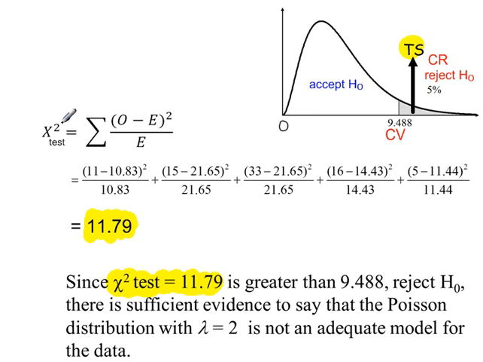Our test statistic using our O and E values is 11.79, and using the chi-squared tables, our critical value is 9.488, and we can see that 11.79 is greater than 9.488, so our conclusion is to reject H0. And in the conclusion we need to mention both the Poisson distribution and its assumed parameter.